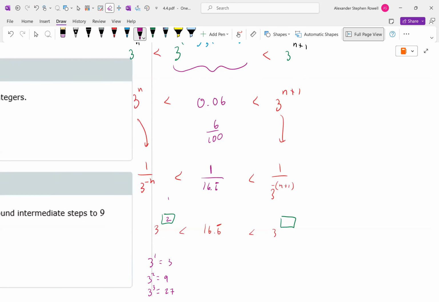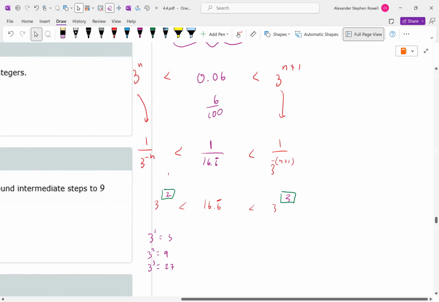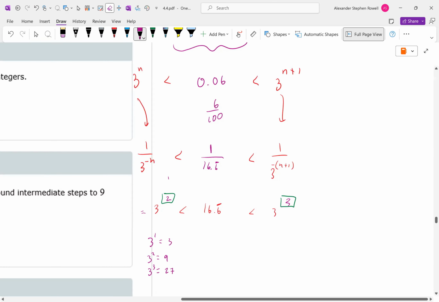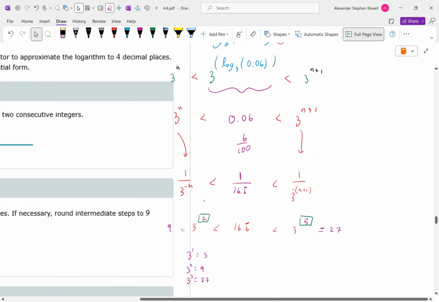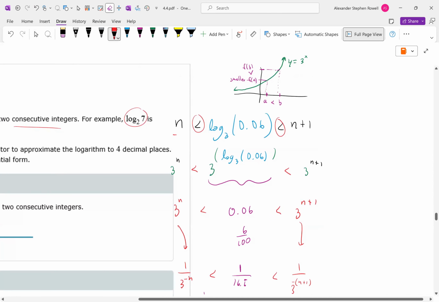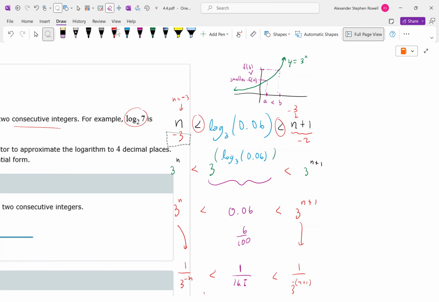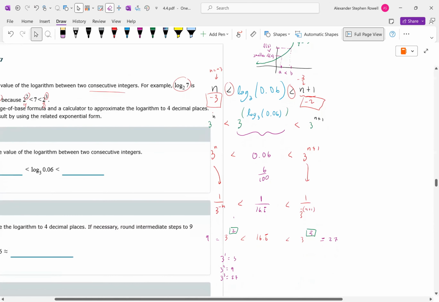Okay, so I found it. 2 and 3, right? Because that tells me that this is 9 and this is 27. I know 16 is between 9 and 27. Okay, so my answer should be -3 and -2. N equals -3. My original logarithm is between -3 and -2. Are there any questions about this?